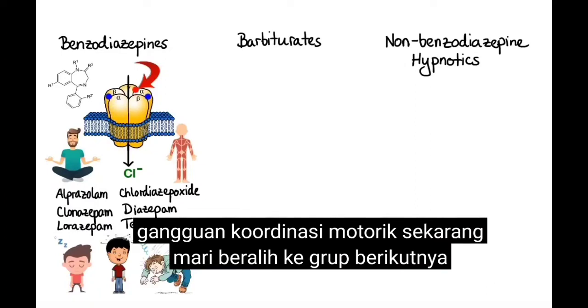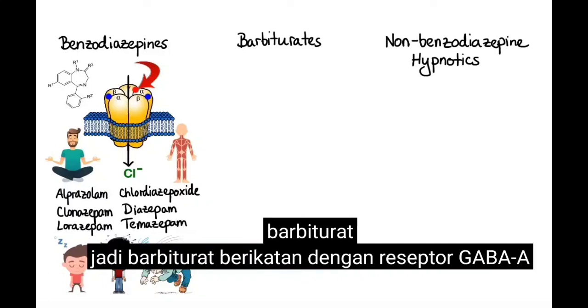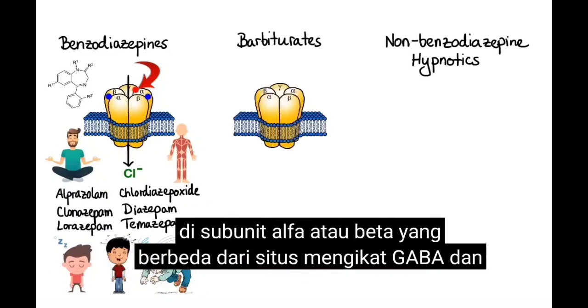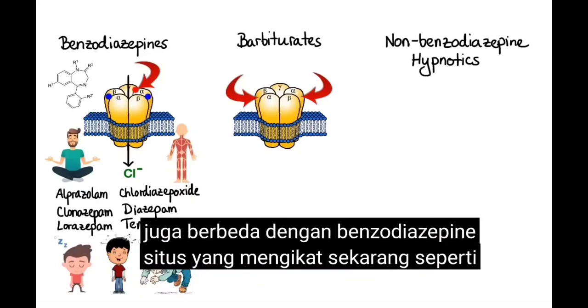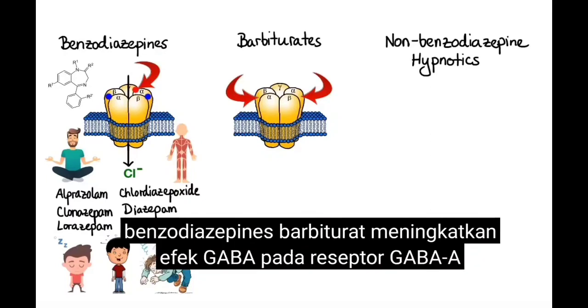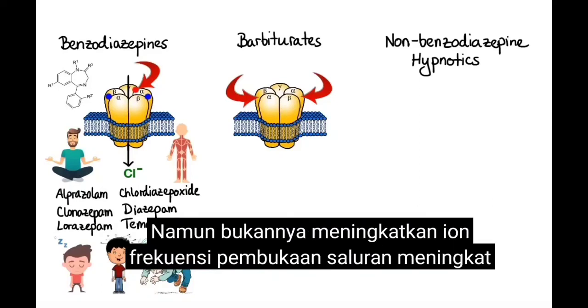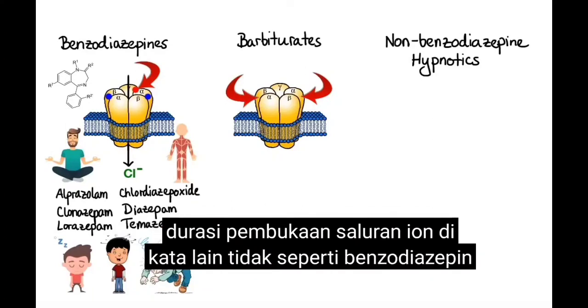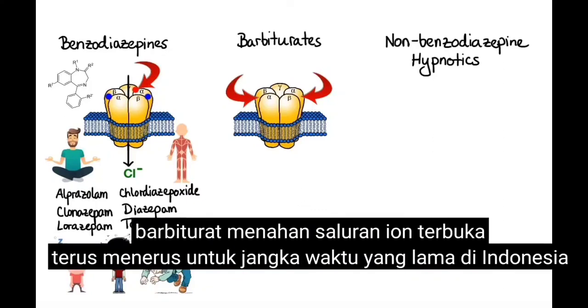Now, let's move on to the next group, that is barbiturates. So, barbiturates bind to the GABA-A receptor at the alpha or beta subunit, which is different from the GABA binding site and also different from the benzodiazepine binding site. Now, just like benzodiazepines, barbiturates enhance the effect of GABA at the GABA-A receptor. However, instead of increasing the ion channel opening frequency, they increase the ion channel opening duration. In other words, unlike benzodiazepines, barbiturates hold the ion channel open continuously for long periods of time.